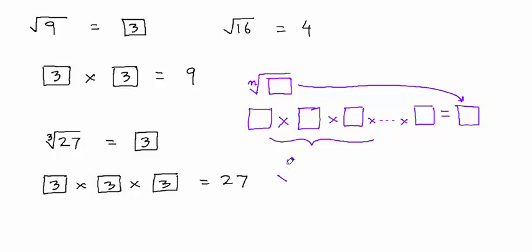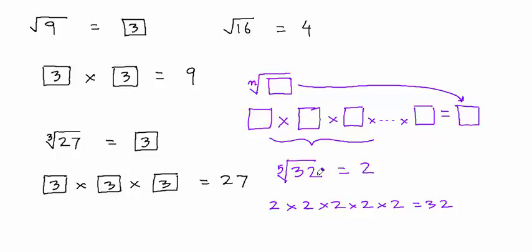For example, the 5th root of 32 is 2, and the reason for that is because if you multiply 2 with itself 5 times, 2 times 2 is 4, 4 times 2 is 8, 8 times 2 is 16, 16 times 2 is 32. That's the reason why the 5th root of 32 is 2. Now it doesn't have to be that the square root or the cube root or the 5th root, or for that matter the nth root of a number, has to be a rational number like 3 or 4 or 2 or whatever.